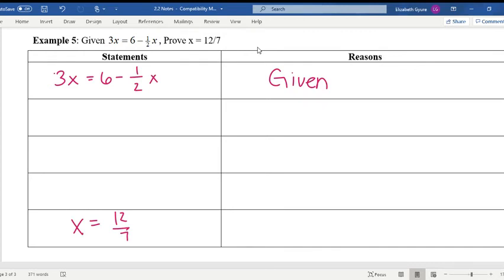I personally like to, first thing, get all my x's on one side. So I'm going to move my 1/2 x over to the left by adding 1/2 x to both sides. If I add 1/2 x to both sides, 3x plus 1/2 x gives me 3 and 1/2 x equals 6. I was able to get from my first step to my second step by adding 1/2 x to both sides. So that is the addition property.